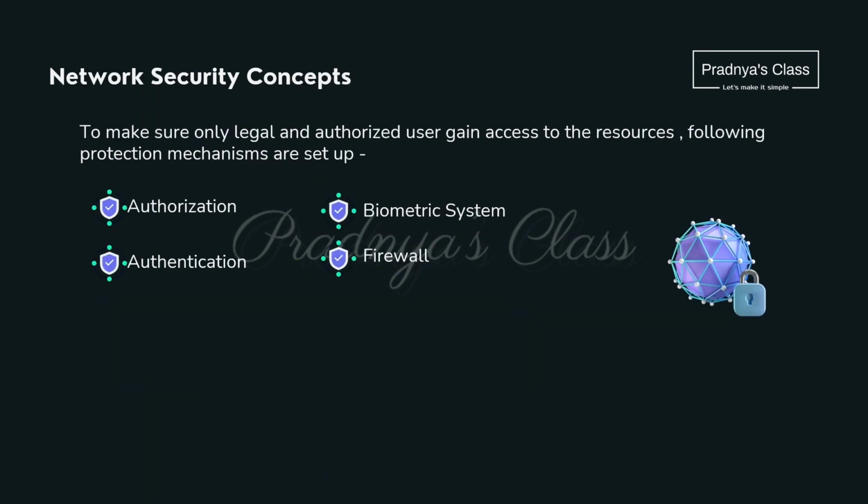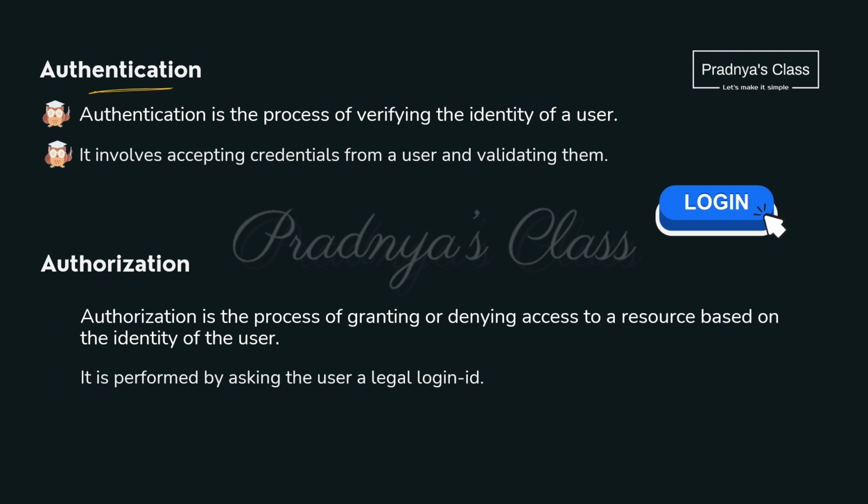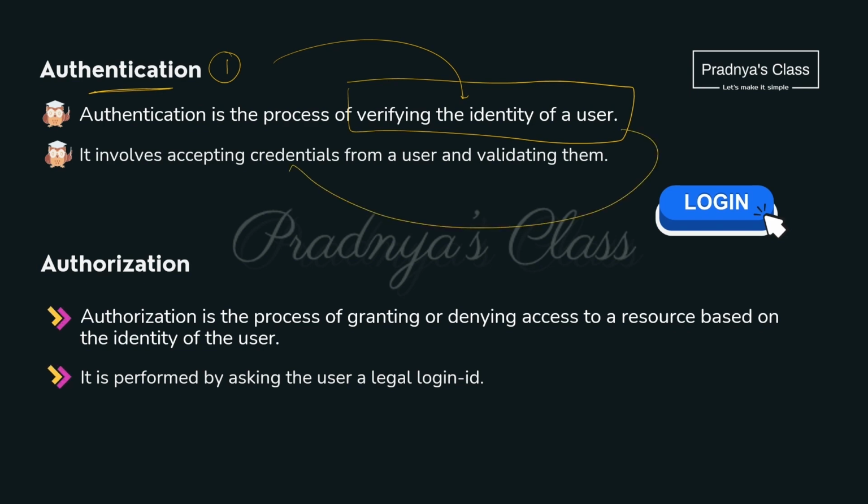We are sharing data over the network, so it's our responsibility to protect it. So here are some of the protection mechanisms: authorization, authentication, biometric system and firewall. The first mechanism is authentication, in which we are verifying the identity of the user. For that we can accept some credentials from the user and validate them.